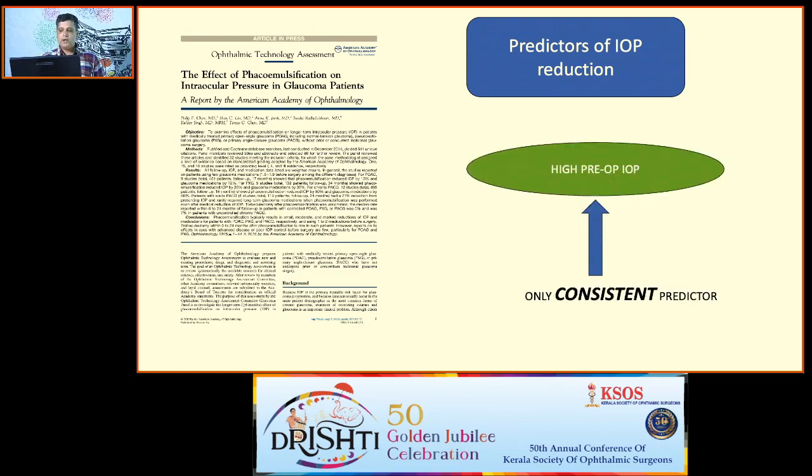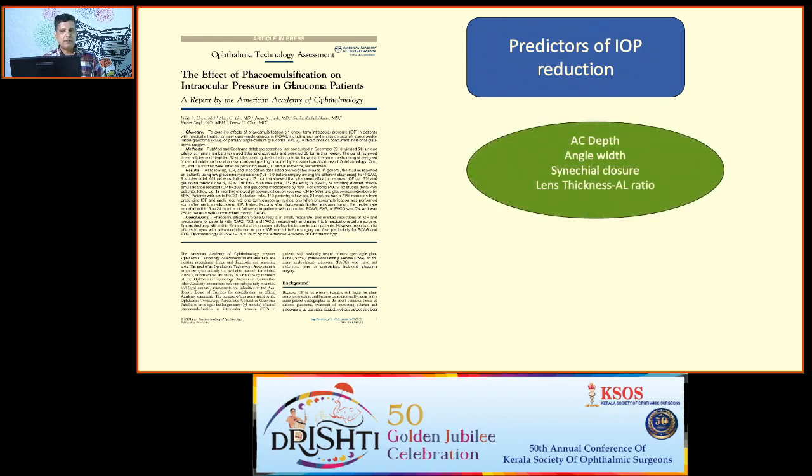So the only factor that was found consistent was a high pre-op intraocular pressure. You had a higher pre-op pressure. If you perform phaco, you got a larger magnitude of reduction. But all the other biometric parameters, the AC depth, the angle width, the synechial closure, lens thickness, axial length, all these parameters, lens vault, they were found to be inconsistent predictors.